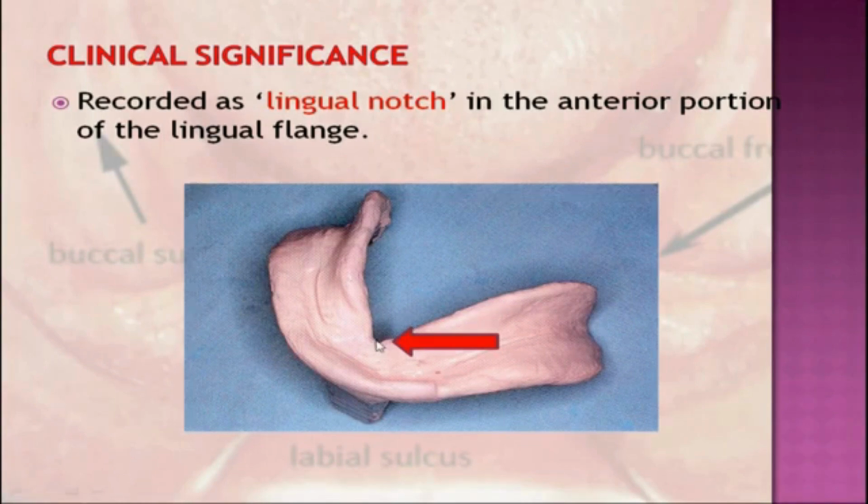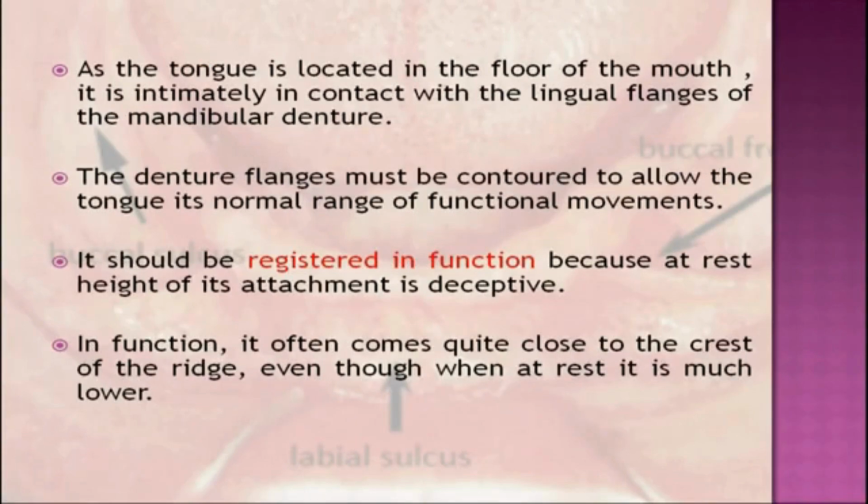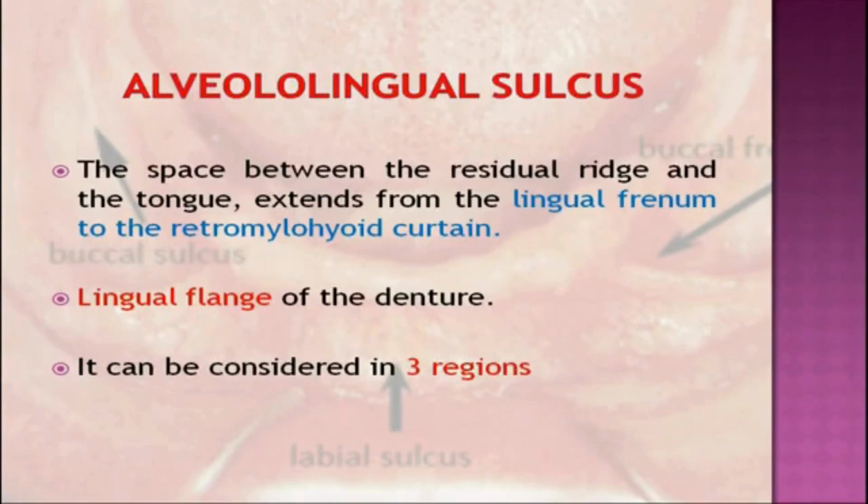As the tongue is located in the floor of the mouth, it is intimately in contact with the lingual flanges of the mandibular denture. The denture flanges must be contoured to allow the tongue its normal range of functional movements. It should be registered in function because at rest, the height of its attachment is deceptive. In function, it often comes quite close to the crest of the ridge, even though at rest it is much lower.